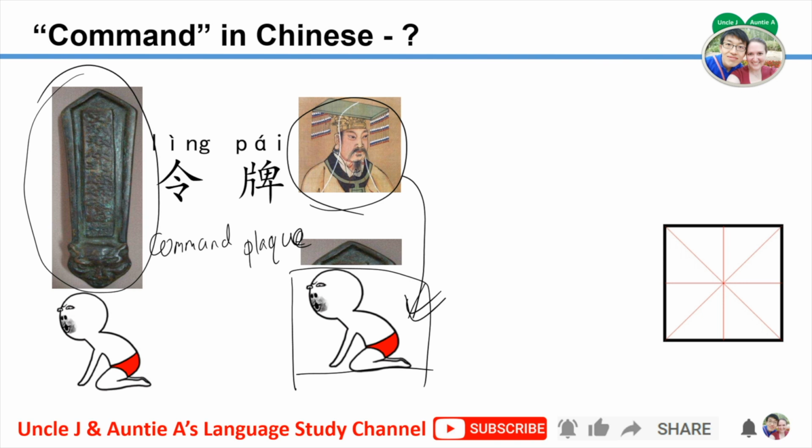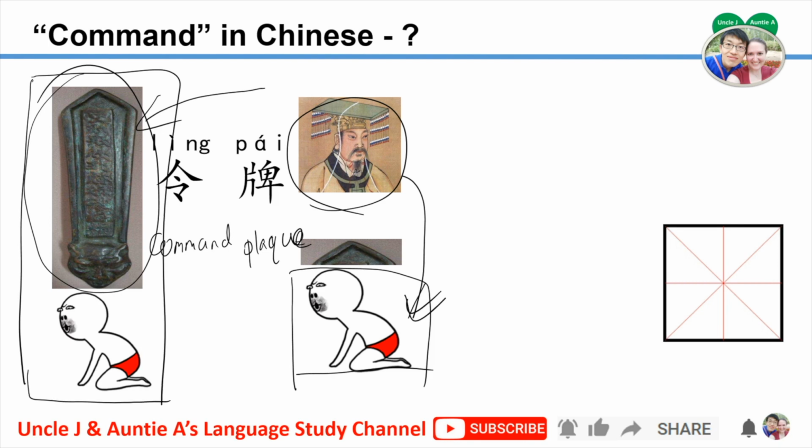The emperor didn't want to go to the front line and command their soldiers. They would send a messenger to carry this piece of plaque, 令牌. They send the messenger who's carrying 令牌 to the front line to command their generals and soldiers to work for them. So people used this image to create a new Chinese character, means command.